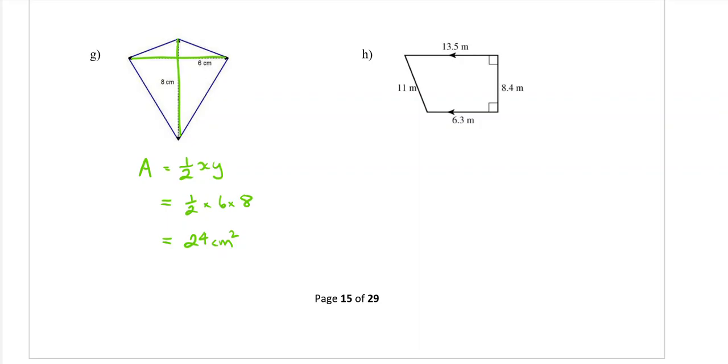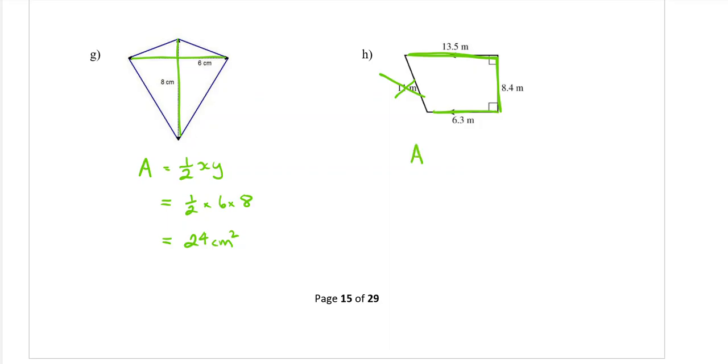H. What shape is H? Looks a little bit different from the last one we saw, but that is a trapezium because we have these parallel sides here. So I'm going to need the 13.5 and the 6.3, and I need the height between them, which is the one with the right angles. This 11 is a distraction. Please don't use that one. It'll make our answer wrong.